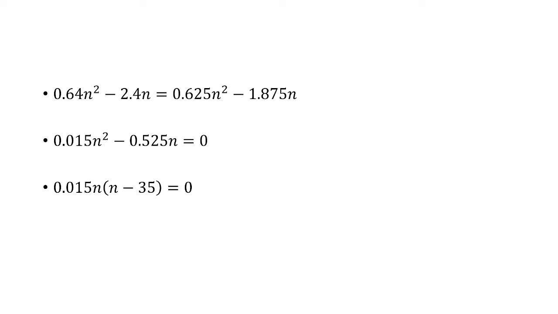We then factor the 0.015n, and we're left with n minus 35. That's equal to 0. If we set each of these factors equal to 0, you get that n is 0 and n is 35. But because we said P is a polygon, it doesn't have 0 vertices, so the correct answer is 35.